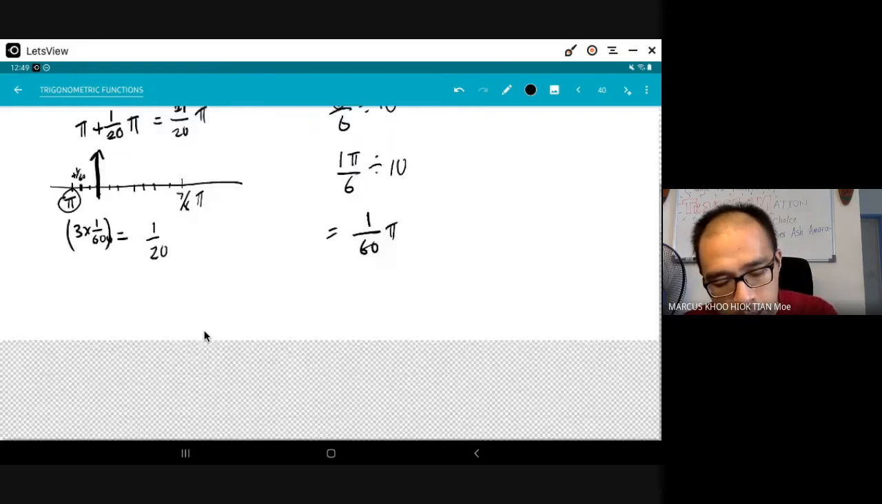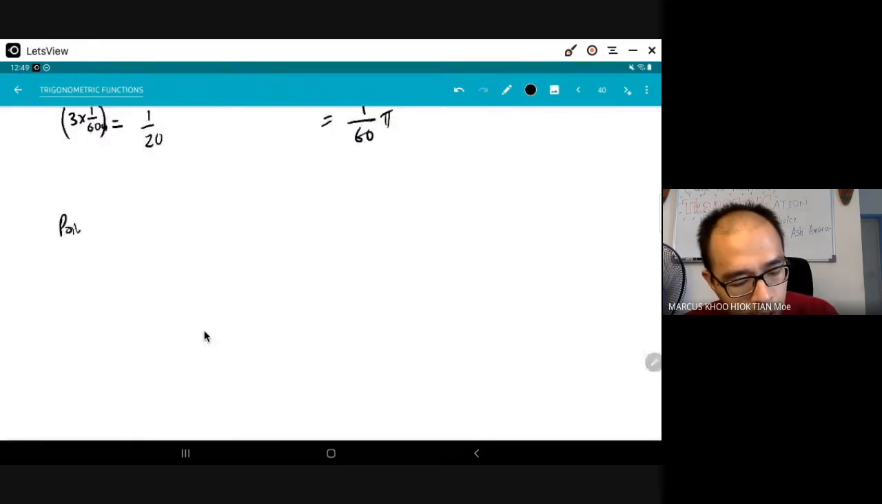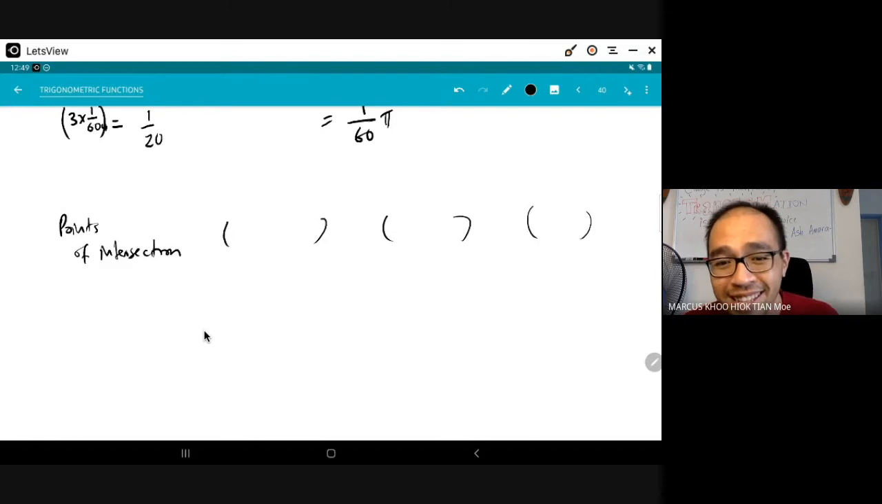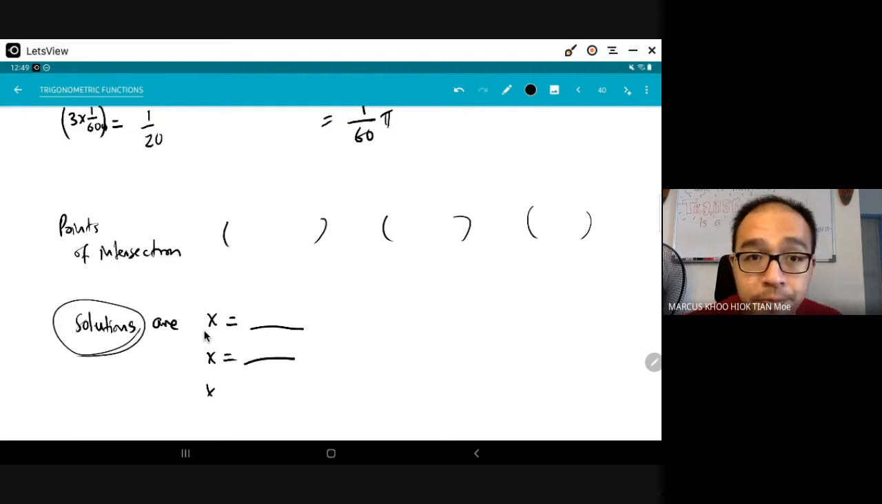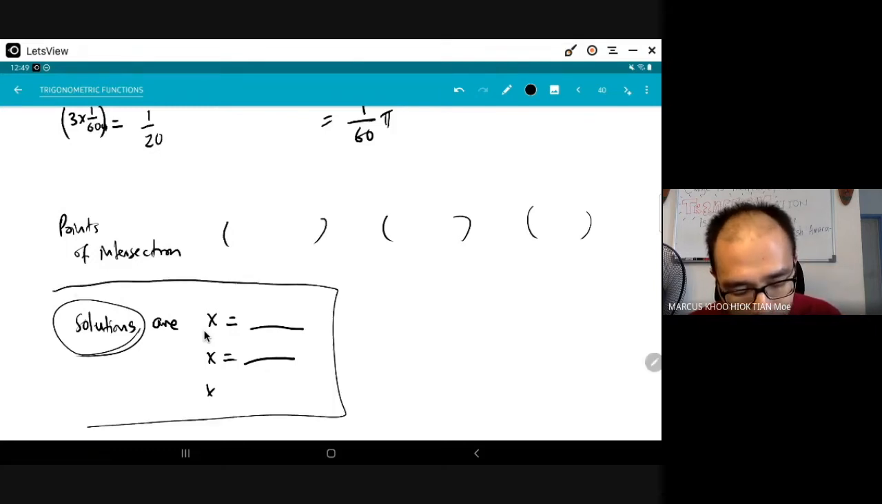And then the other thing that I need to mention is a lot of you just gave me points of intersection, right? Points of intersection, and then you give me all these coordinates. But actually the question is asking for: state the solution. So the solutions are x equals blah blah blah, x equals blah blah blah. All the values of x are the solutions. I repeat now, all the values of x are the solutions. This is what I am asking for.